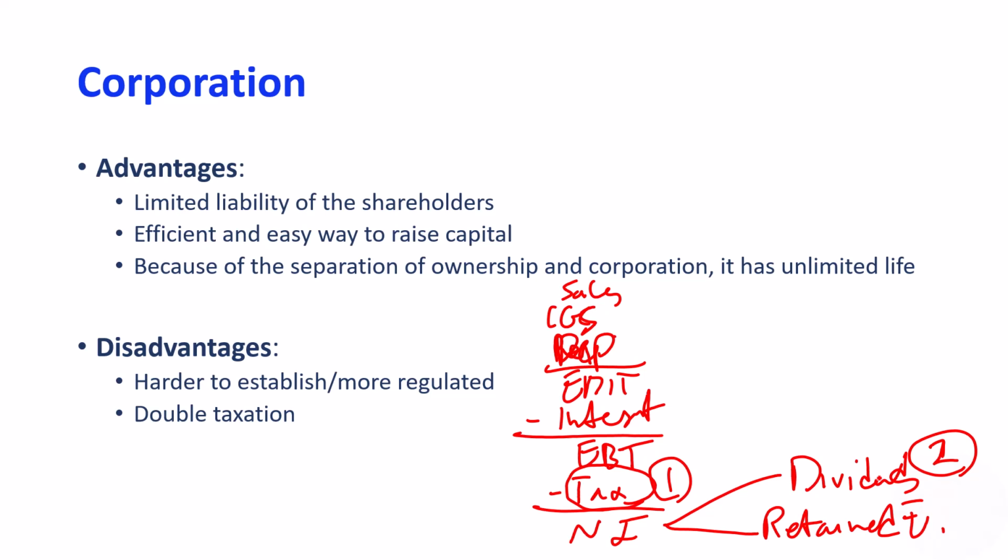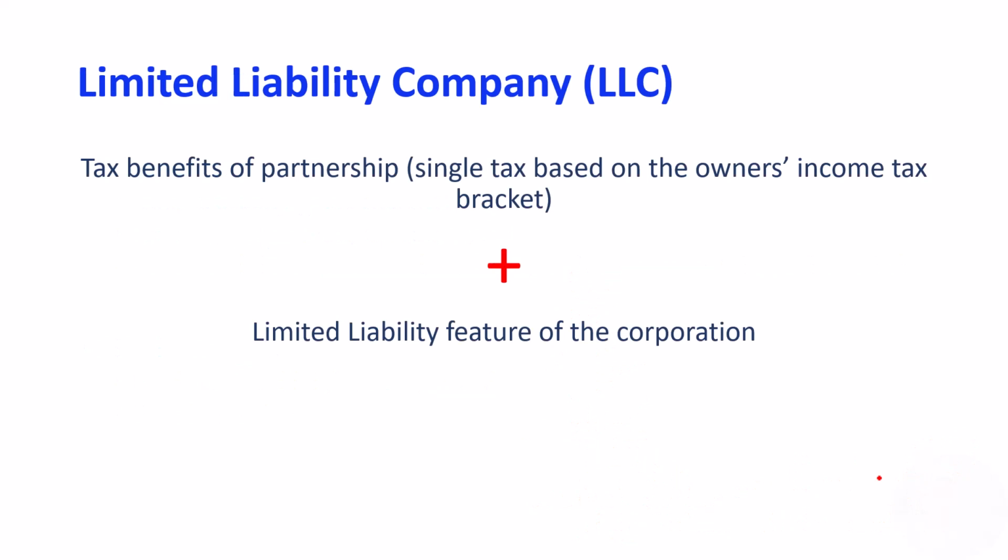And finally, there are ways, like for partnerships or for sole proprietorships, you can form a limited liability company, which gives you the tax benefit of a partnership, meaning that you're going to be taxed at your personal income tax bracket. Plus, it gives you the limited liability feature of the corporation. So an LLC is one way to get around the unlimited liability of partnerships or sole proprietorships.